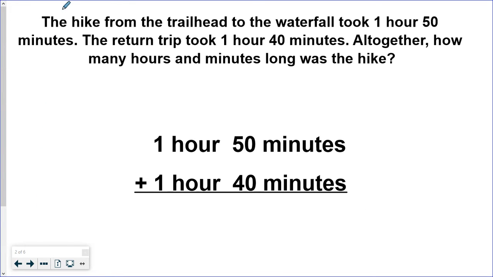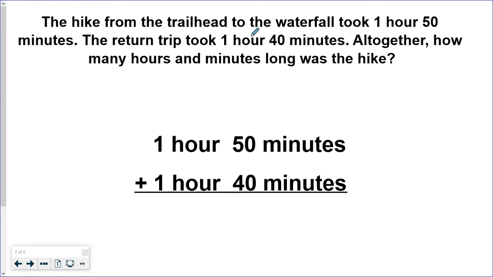Our example here says the hike from the trailhead to the waterfall took 1 hour and 50 minutes to get there. The return trip took 1 hour and 40 minutes. Altogether, how many hours and minutes did they hike?